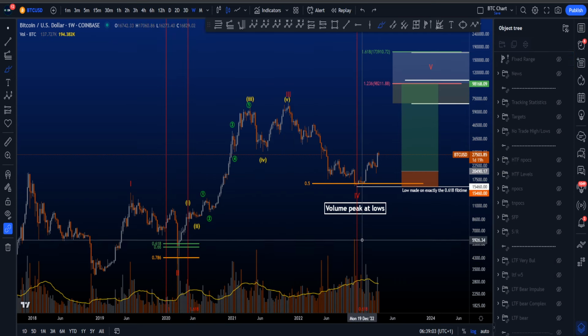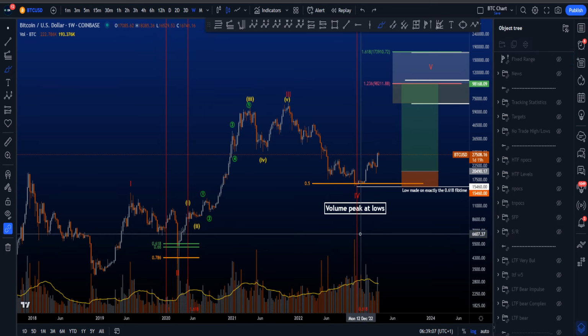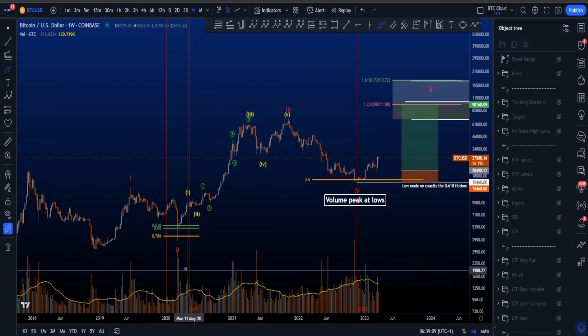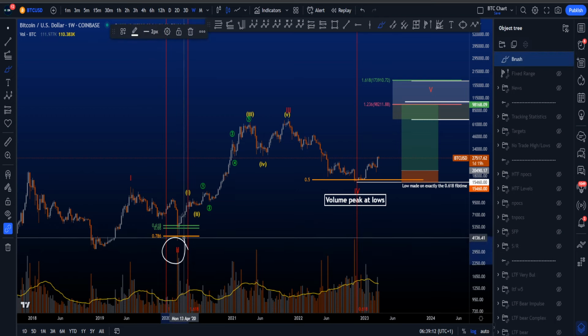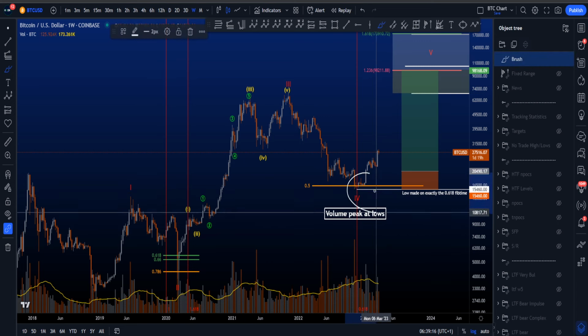And we also had a volume spike at the lows, which could signal potential reversal areas, just like it did during the COVID dump over here in wave 2. Very, very high volume for then a move to the upside. So this has some potential.